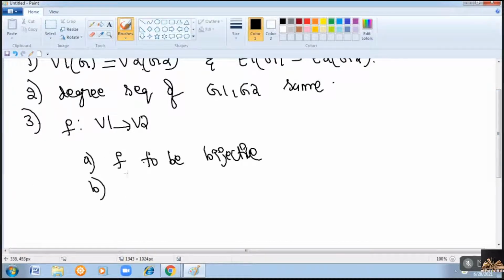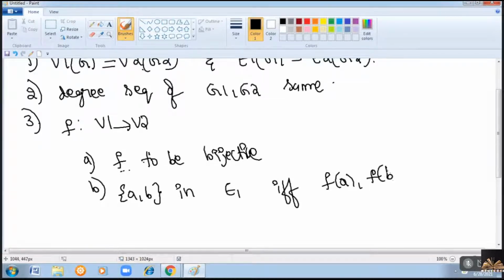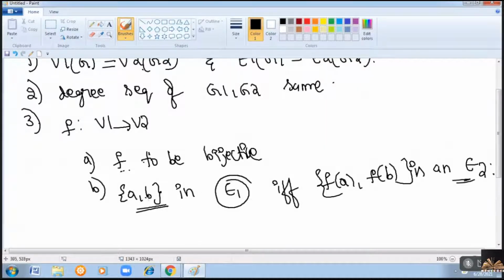Next condition is whatever the function you develop, you need to check if (a, b) is an edge in the first graph if and only if (f(a), f(b)) is an edge in the second graph, right? If (a, b) is an edge in the first graph, then their images f(a) and f(b) should be an edge in the second graph. This preserves the adjacency, right?